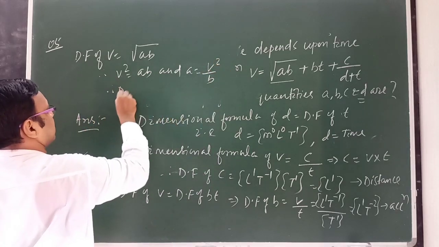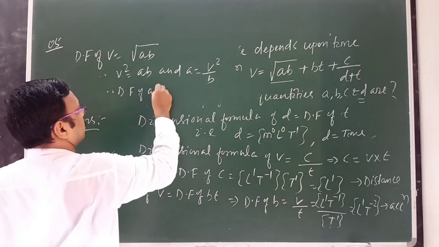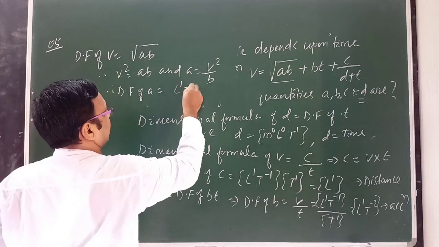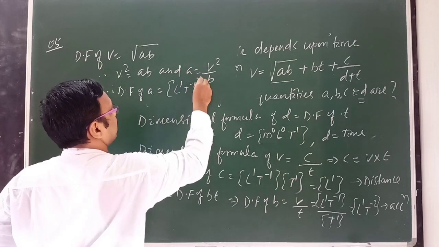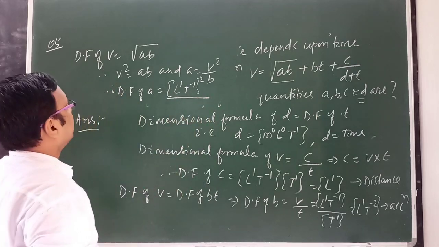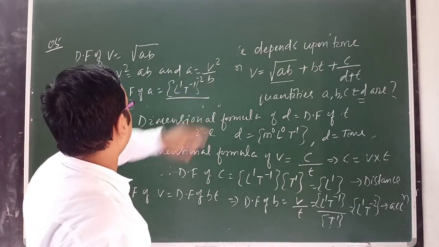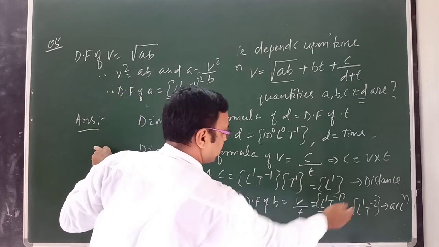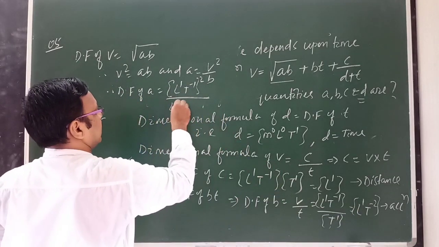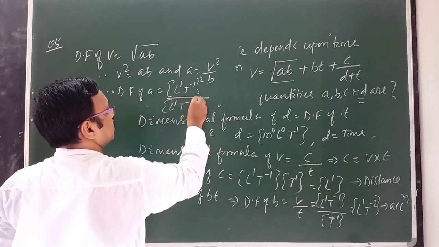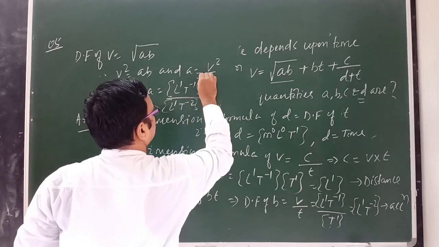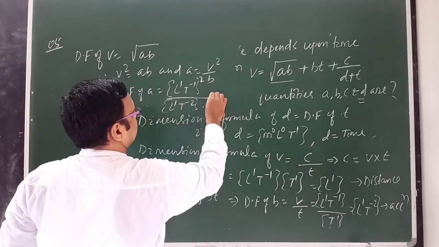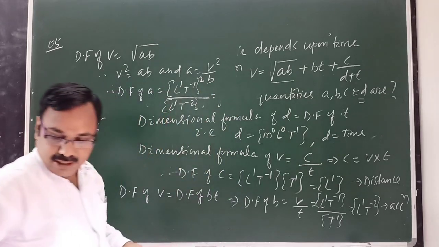Therefore dimensional formula of A equals v square, v means L1 T minus 1, its square, by B, and here also B means what, B we have already found, dimensional formula of B is L1 T minus 2. This is L1 T minus 2. So if you cancel here, you see here it is how much, I can erase this portion now.